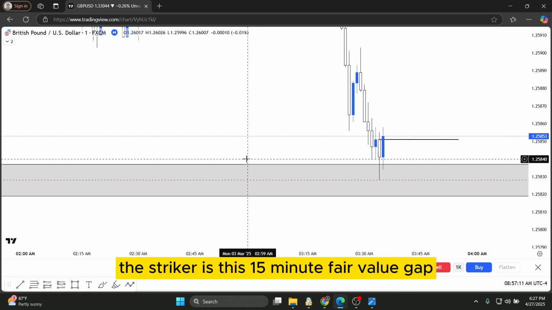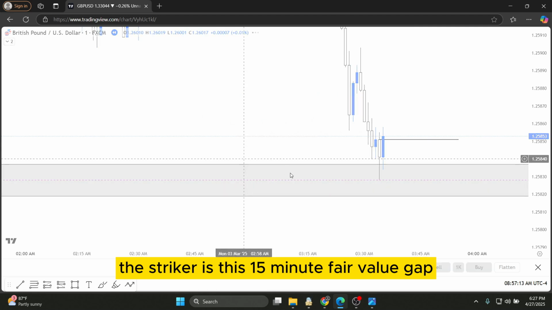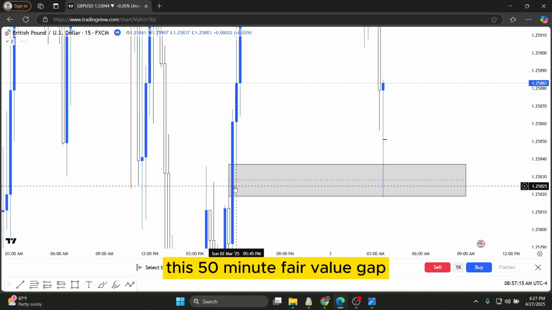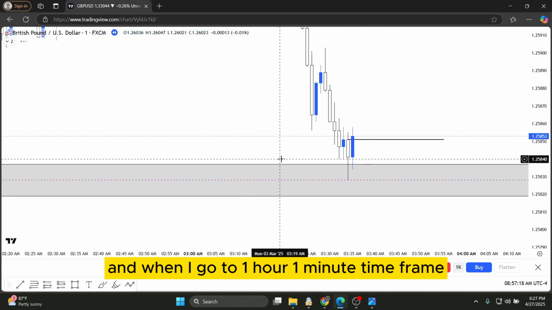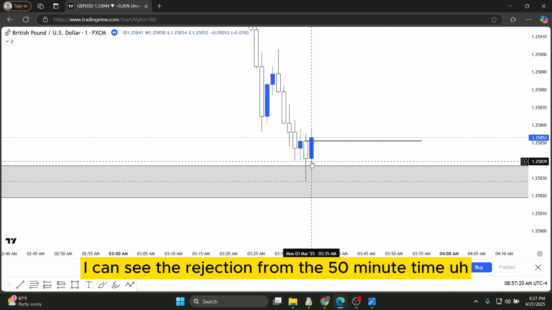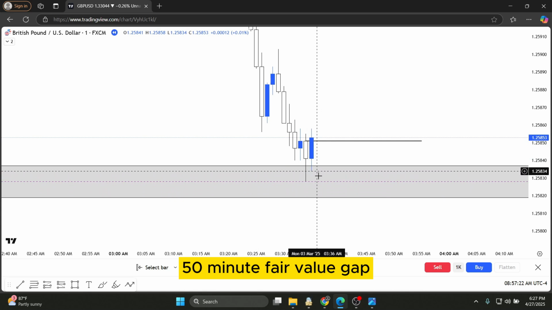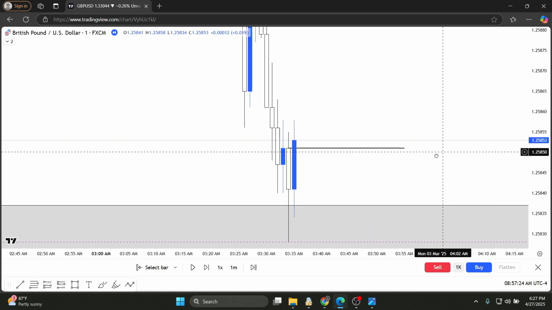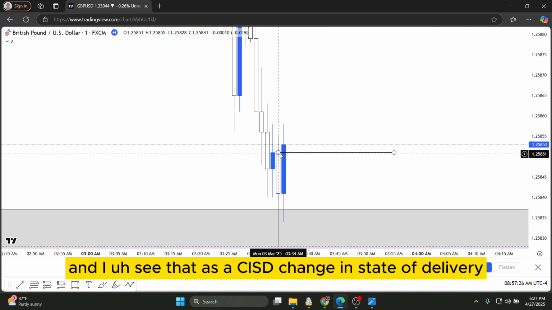So in this case, the striker is this 15-minute fair value gap. And when I go to the 1 minute time frame, I can see the rejection from the 15-minute fair value gap, and I see that as a CISD, change in state of delivery.